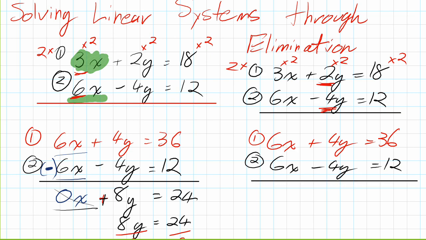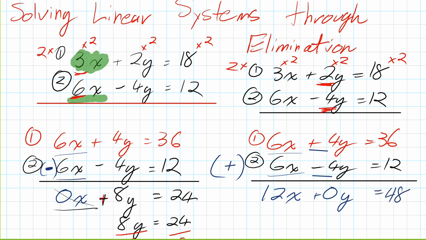Set them up vertically. But just like before, we need to eliminate the 4's. In this case, we have a positive and a negative 4. It turns out that addition is what will actually get rid of these values. So when we add the 6x, that gives us 12x. Positive 4y plus negative 4y is essentially 4y minus 4y, which gives us 0y. We've eliminated the y. And then here when we add them up, we get 48.